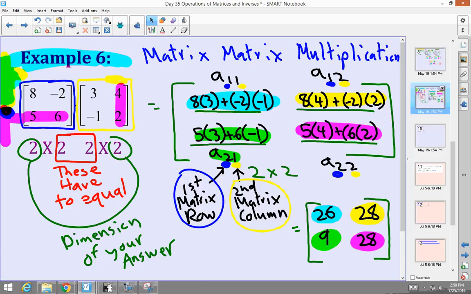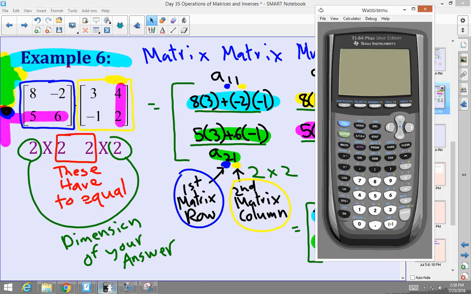Now luckily, you can do this on your calculator as well. So let's set up here. I'm going to clear my work. I'll set up the matrices. Let's edit. Let's go down to D and E. So D is going to be a 2 by 2: 8, -2, 5, 6. And then I'll go to E. And E is going to be a 2 by 2: 3, 4, -1, 2.